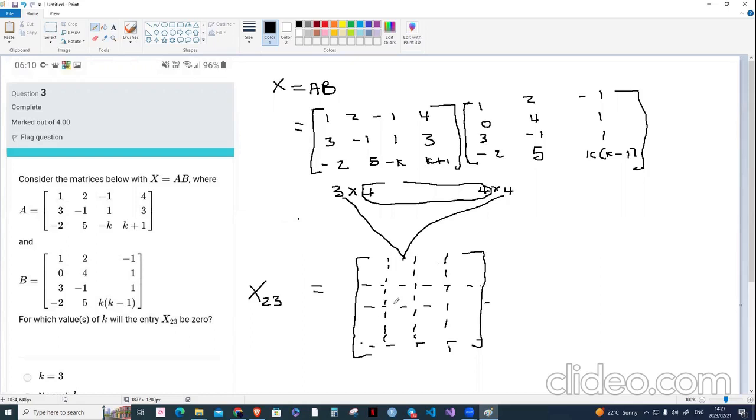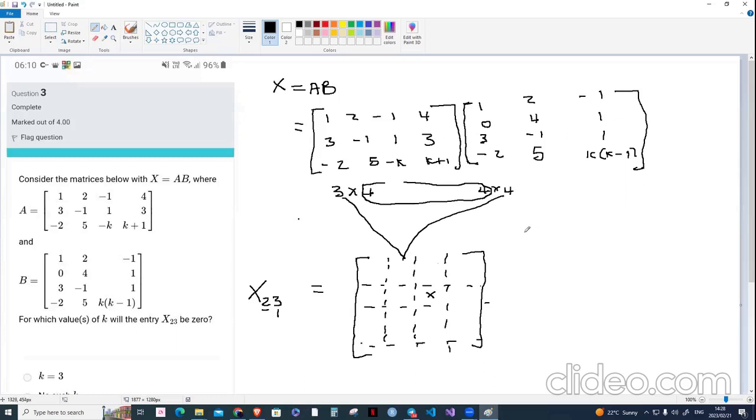So we're looking for entry 2,3, which means it's going to be in row 2, column 3. We're looking for this entry here. And we can get it by multiplying row 2 with column 3. So there is row 2, and there is column 3 here.